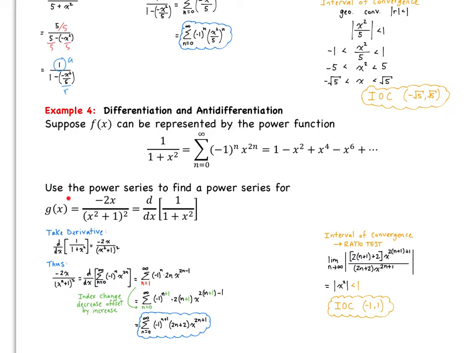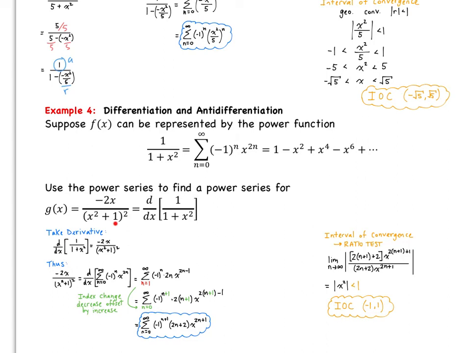So our first goal is we want to use this power series to find a power series for g of x, which is negative 2x over x squared plus 1 squared. So what we should recognize is, oh, well, this right here is the derivative of this function here. So recognizing that aspect is the first step. What that means is we're going to take the derivative of f of x to get g of x.